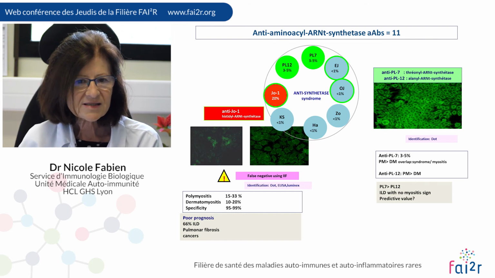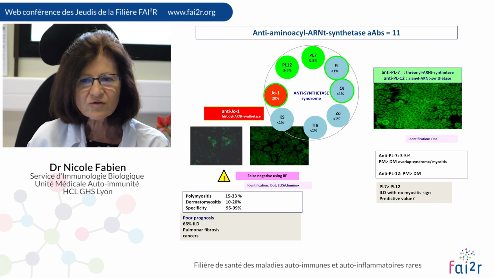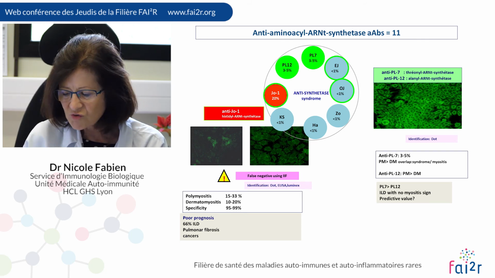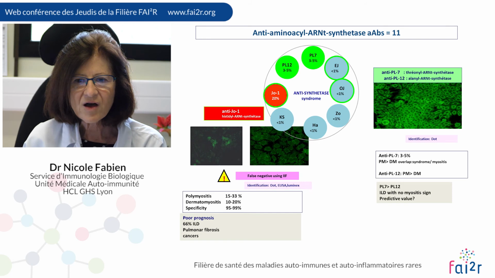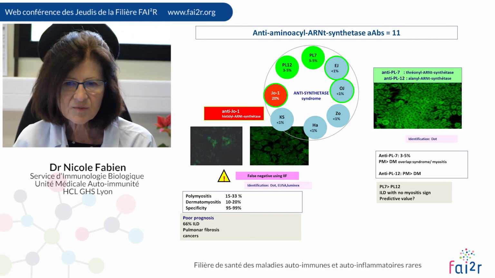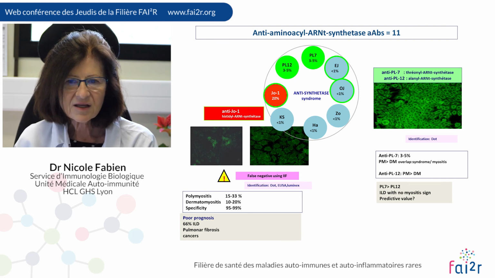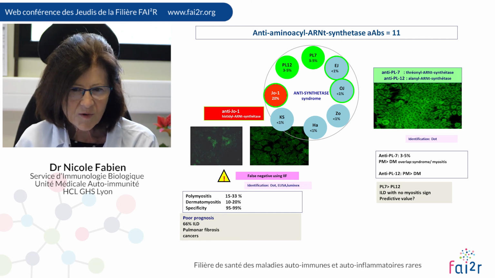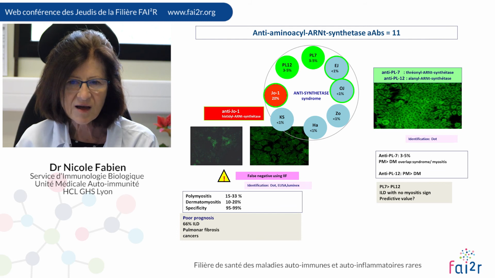For anti-PL7 or anti-PL12, we don't have much problem because they give a typical pattern on HEp-2 cells, a very nice cytoplasmic pattern. These antibodies could also be useful in some ILD with no myositis at all at the time we discover the antibody, but regarding the predictive value, it could be very interesting.